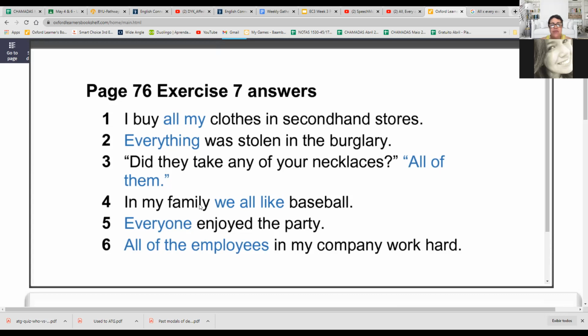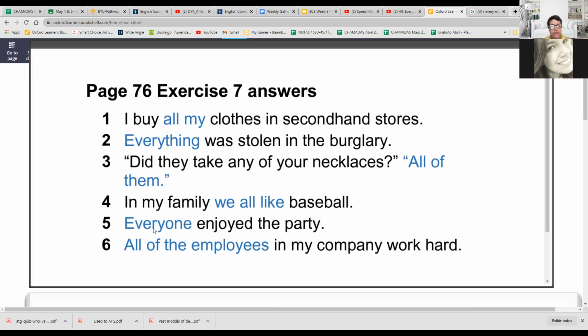Okay. Number 4, in my family, we all like baseball. So we can use all, but here before the verb or after the pronoun. Okay. We all did this. We all enjoy soccer. Here in Brazil, for example, we all enjoy soccer. Okay. Number 5, everyone enjoyed the party. Here I'm using everyone because I'm saying that everybody, everyone enjoyed. I could also say here everybody.